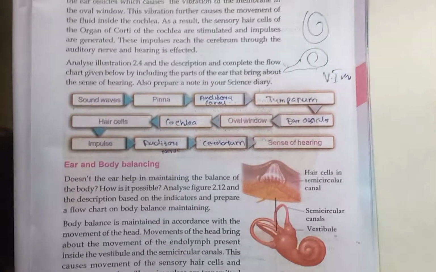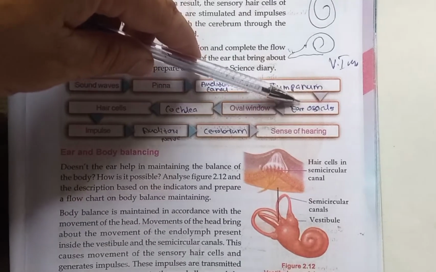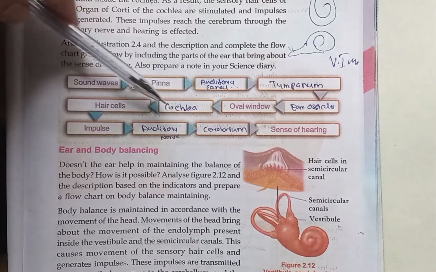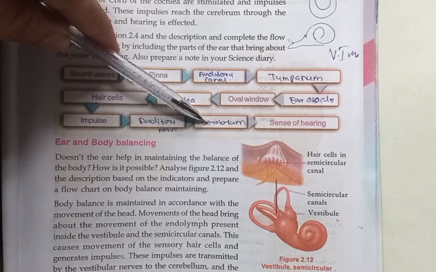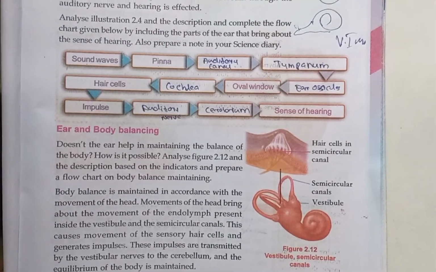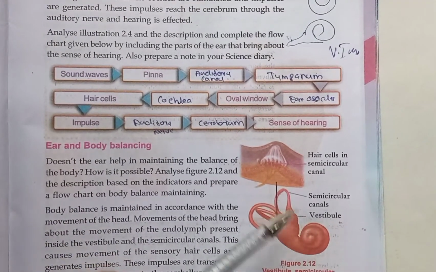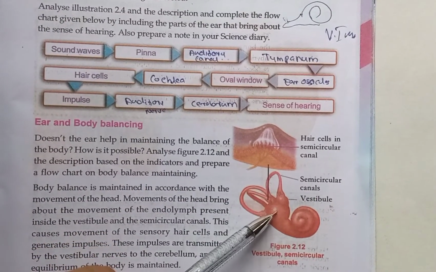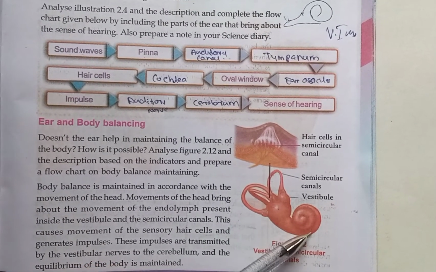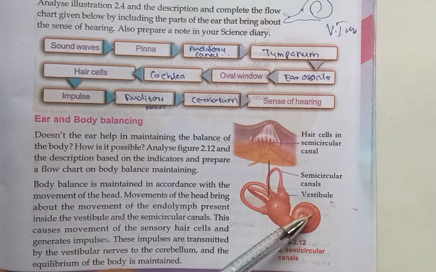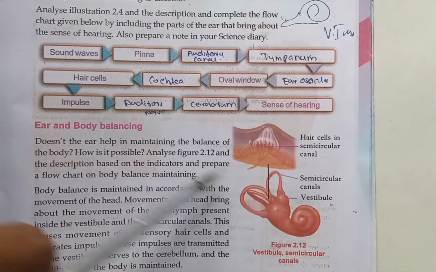Okay. Sound wave, pinna, auditory canal, tympanum, ear ossicles, oval window, cochlea, hair cell, impulse, auditory nerve, cerebrum, sense of hearing. Understood? Next, what is the role of the semicircular canal and vestibule? This is for hearing, understood? What are the semicircular canal and vestibule?